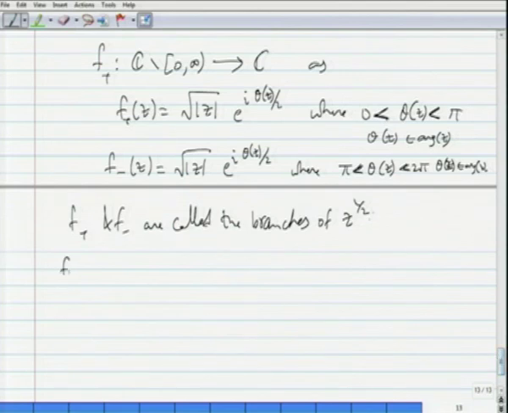Okay. So, f plus and f minus are actually analytic, one can show that they are analytic. One can use the Cauchy-Riemann equations, for example, to calculate the real and imaginary parts of f plus and f minus and show that they are analytic functions on their domain. Okay. So, these are called branches of z power half.